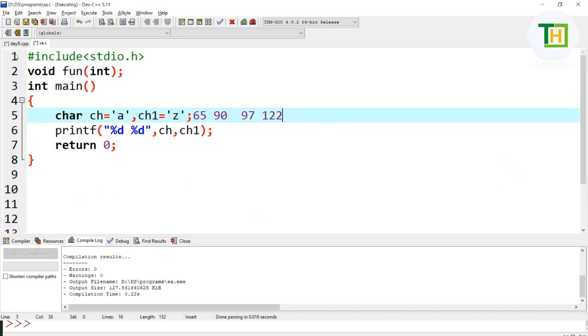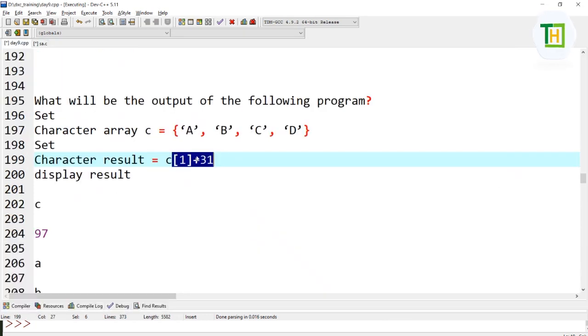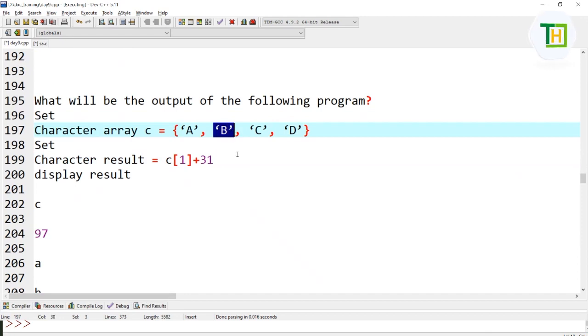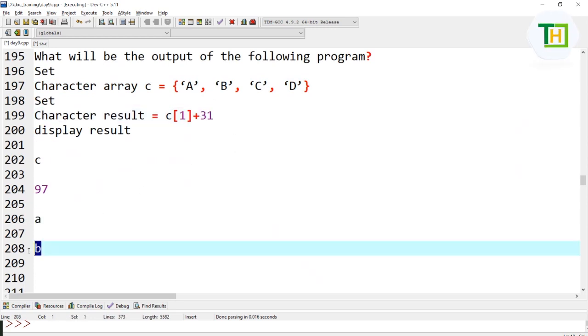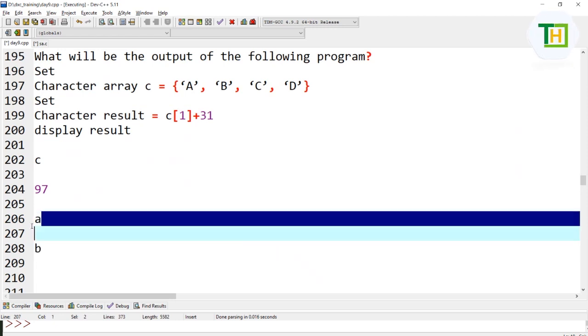But here it is B, right? B plus 32 means the small letter b. Plus 31 means small a. That's why the answer is going to be a here. If it is 32, the answer is small b. If it is 31, that's why the answer is this one. Clear, everyone?